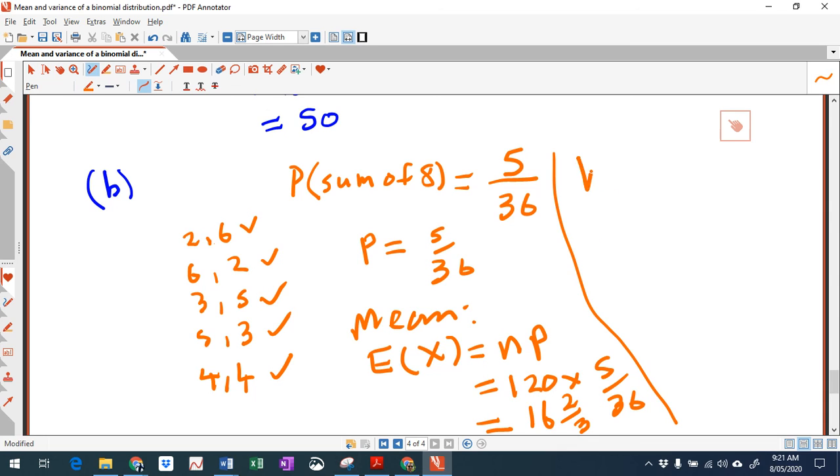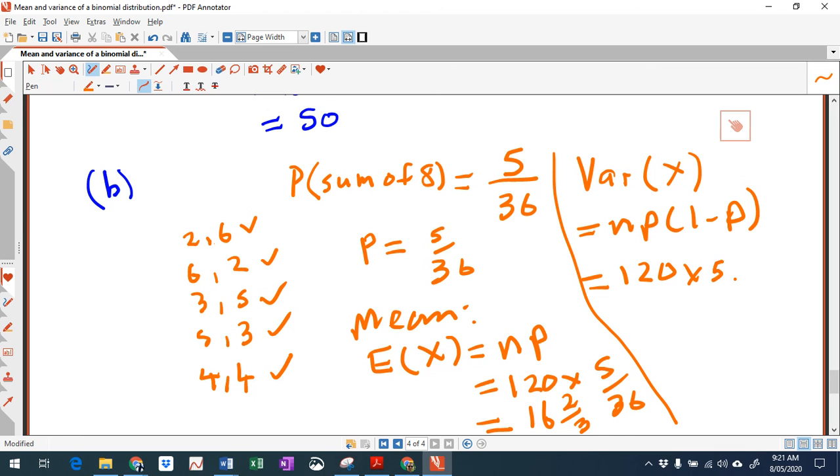All right, so the variance of x is n lots of p(1 minus p). So that is 120 times the probability of success, 5 over 36, times 1 minus p. So that's 31 on 36. Okay. And that gives me a final answer of 14 and 19 on 54. Okay. And that's it.